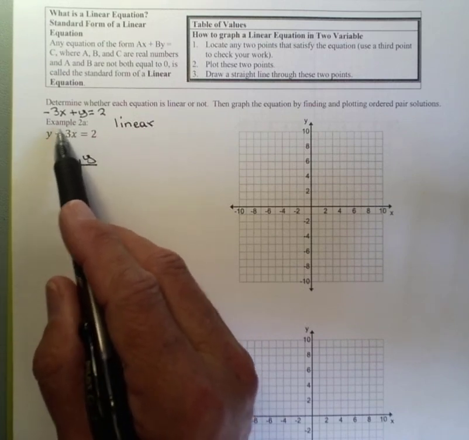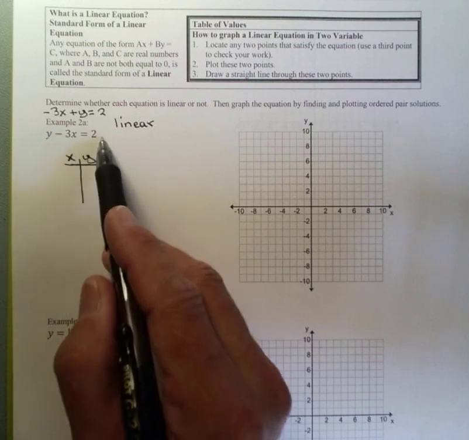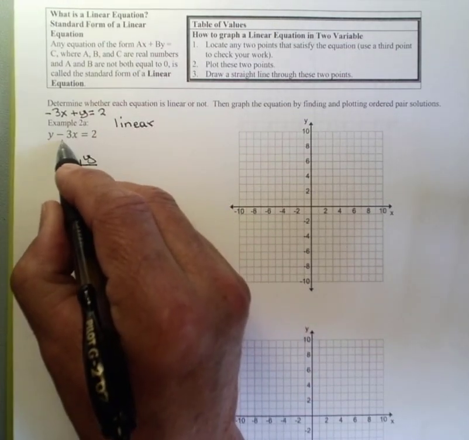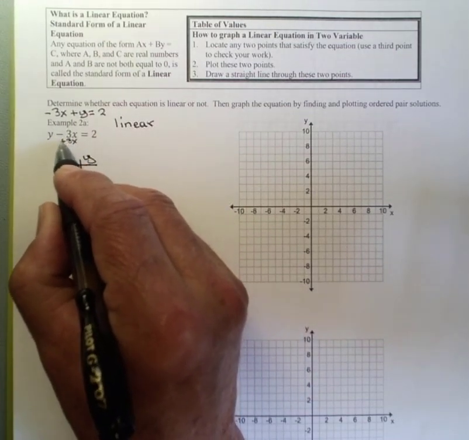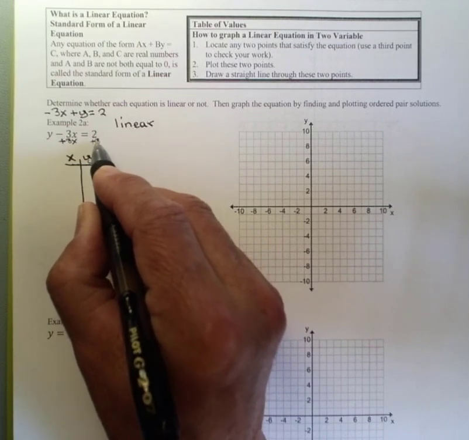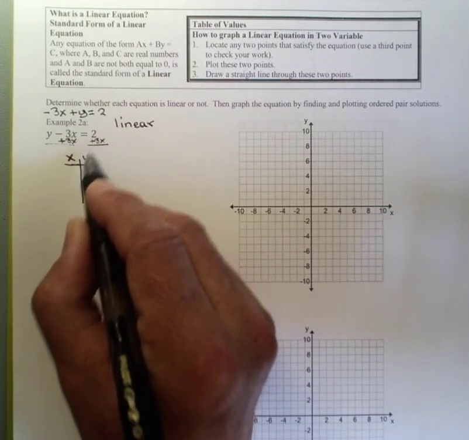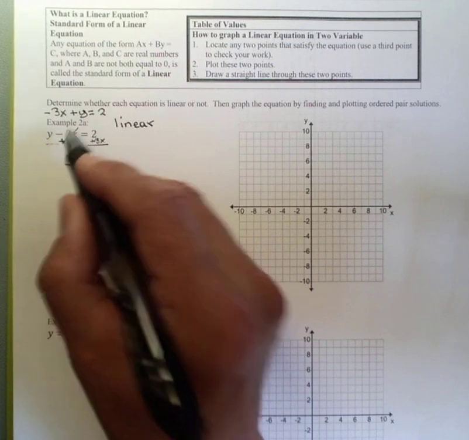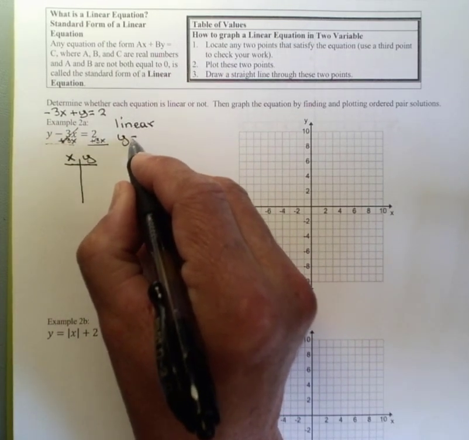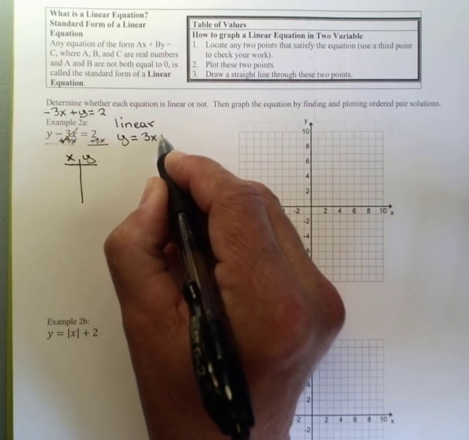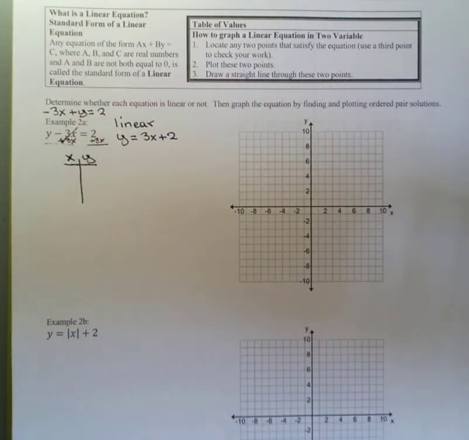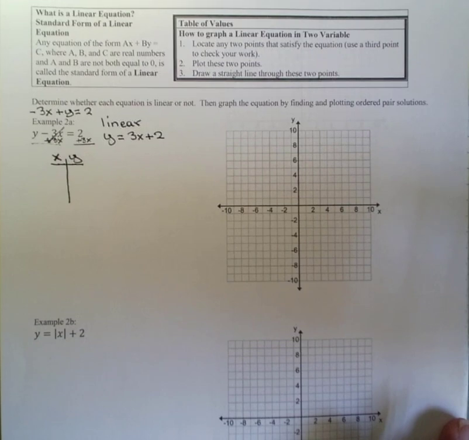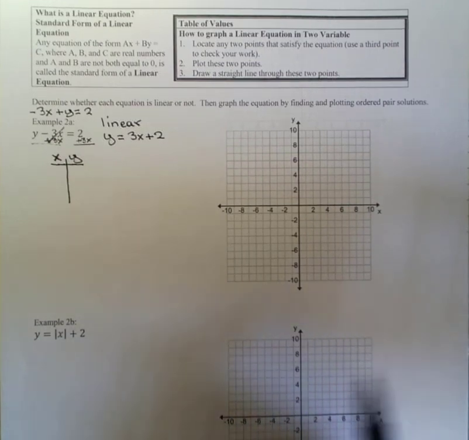I'm going to take this negative x and put it on the other side. In other words, I'm going to add 3x to both sides, right? I'm going to stop making all these notes because you guys are getting it by now. What I get is y is equal to 3x plus 2. This is easier for me to do point plotting because it makes the math easier. And you always want to do the easier math.